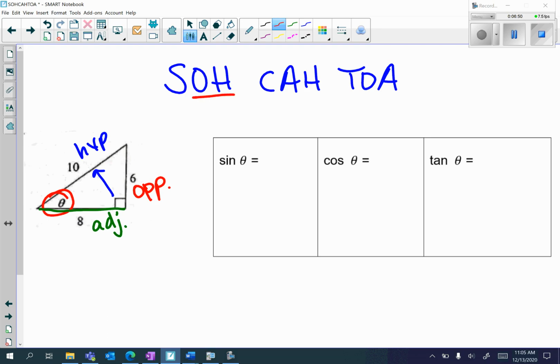So to find sine of theta, we have SOH, opposite over hypotenuse. My opposite is 6 over my hypotenuse, which is 10. Next, we have cosine, which is CAH, adjacent over hypotenuse. My adjacent is 8. My hypotenuse is 10. Finally, I have tangent of theta, which is TOA, opposite over adjacent. My opposite is 6 over my adjacent, which is 8. You were able to find each trig ratio using SOHCAHTOA.